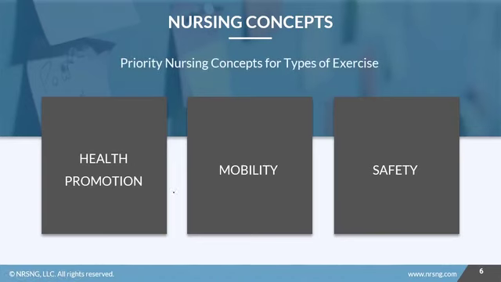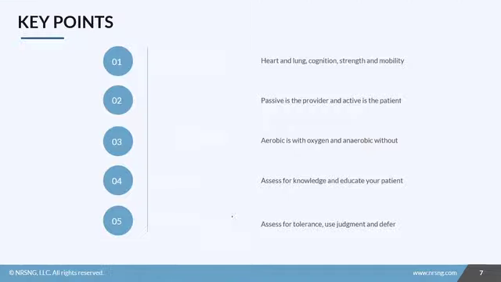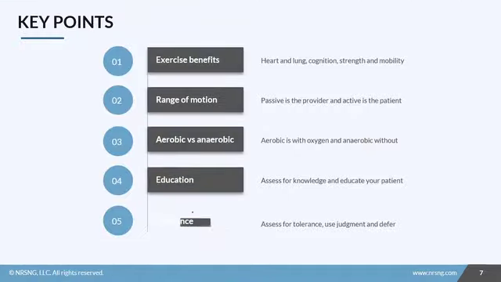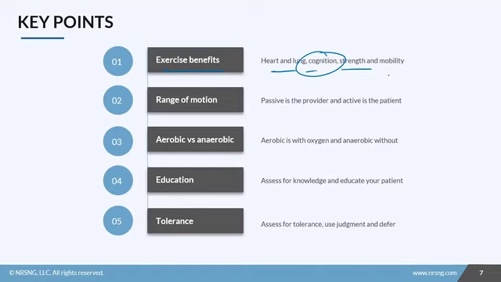Today, as we've talked about exercises, we really focused on health promotion and mobility, and also safety, because we want to make sure that they're safe when they exercise by making sure they're tolerant of the exercise that we're getting them to do. So let's recap. Remember, we want to focus on all of the benefits of exercise. So you've got heart and lung, you've got improvements in cognition, also with strength and mobility.